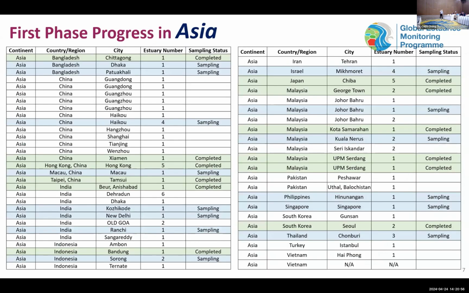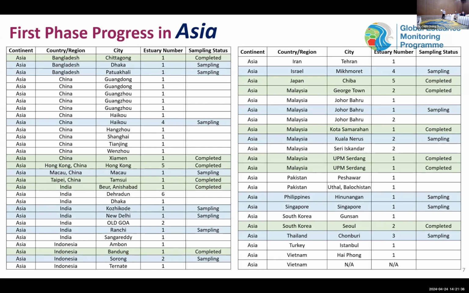Okay, the next continent I would like to introduce is Asia. In Asia, we have the most collaborators, 51. Some collaborators from Bangladesh, China, Indonesia, Malaysia, and South Korea have finished the sampling campaign for us for the first phase, and also some collaborators from China, India, and Malaysia are conducting the sampling campaign now.